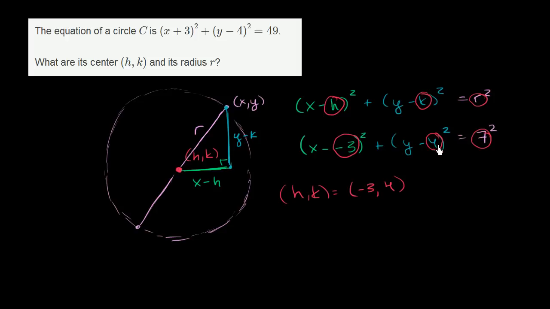Make sure to get the signs right. You might say, hey, there's a negative 4 here. No, but look, it's minus k, minus 4, so k is 4. Likewise, it's minus h. You might say, hey, maybe h is a positive 3. But no, you're subtracting the h, so you'd say minus negative 3. And similarly, the radius is 7.